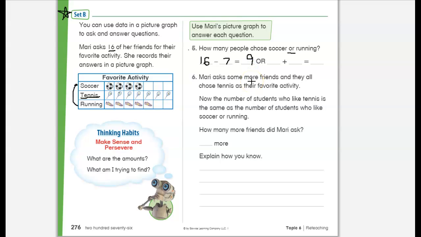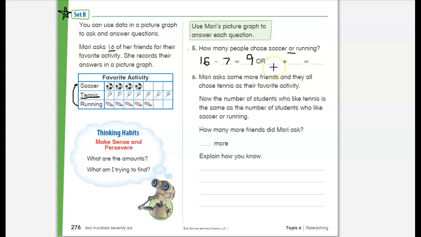We can check our answer by then counting the total number of soccer and running boats. 1, 2, 3, 4, 5, 6, 7, 8, 9. That checks out.